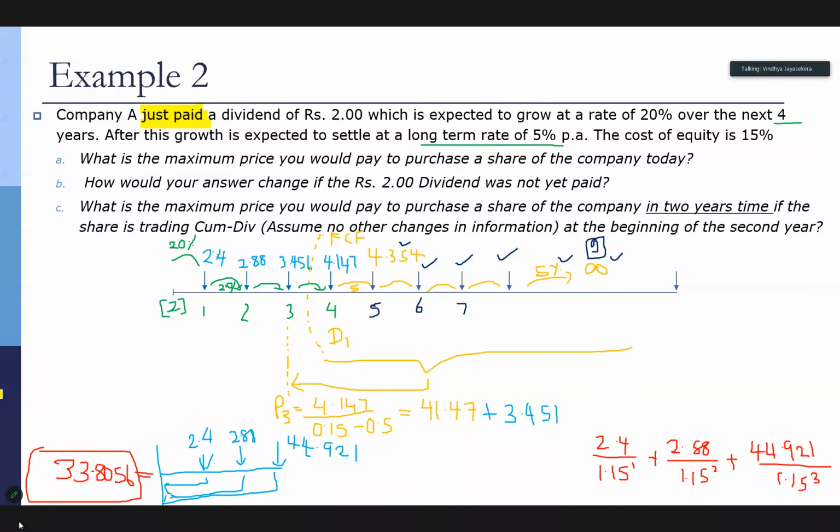That's why I put that down here. I didn't put that up there. It's the base I need to carry out my calculations, but it is not a relevant cash flow. It is not something that is happening in the future. But part B asks that question. How would your answer change if the 2 rupee dividend was not yet paid? It's about to be paid. Then what would happen? Part B.